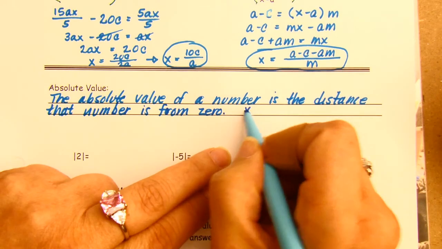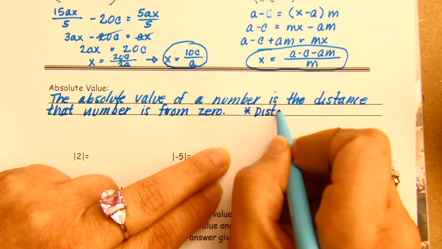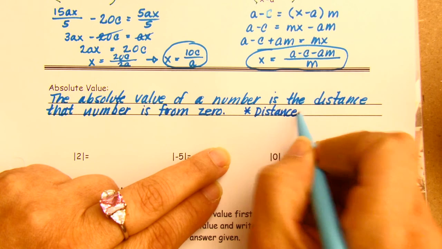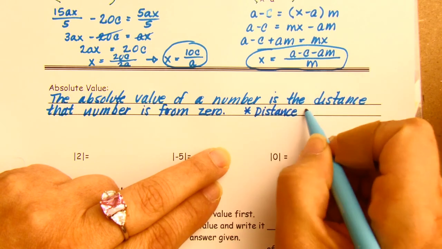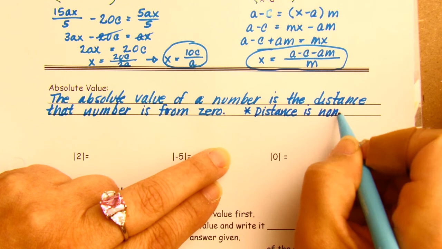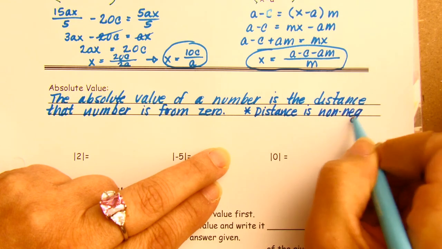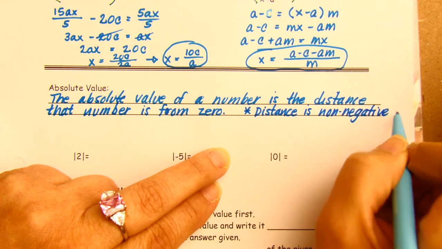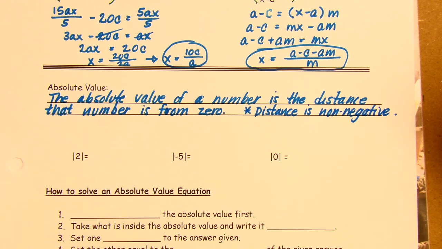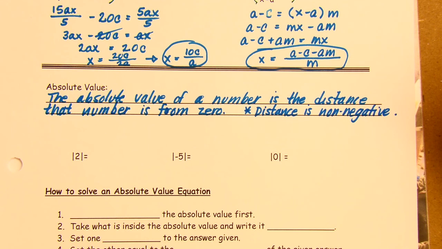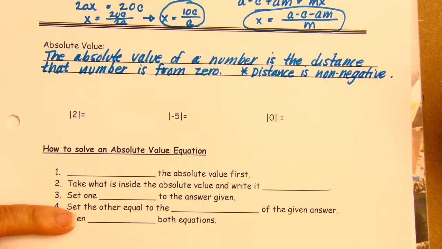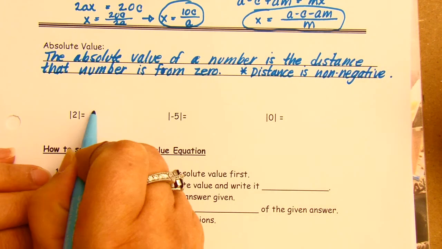You've got to keep in mind that distance, measurable distance anyway, is non-negative. That's why the absolute value of 2 is 2, and the absolute value of negative 2 is also 2, because both of those numbers, positive and negative 2, are both 2 units away from 0. Absolute value of 2 is 2.